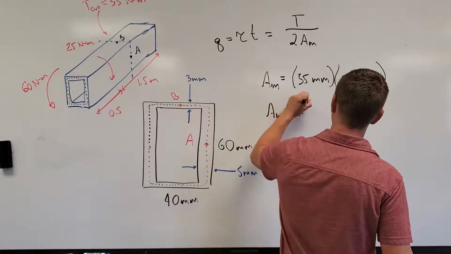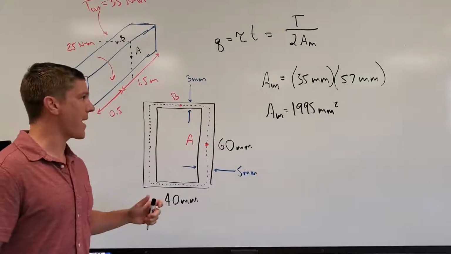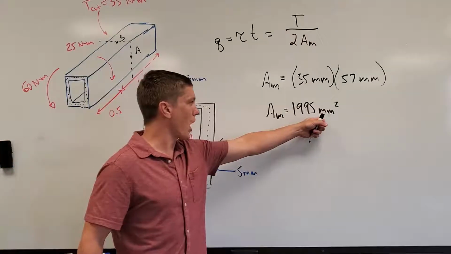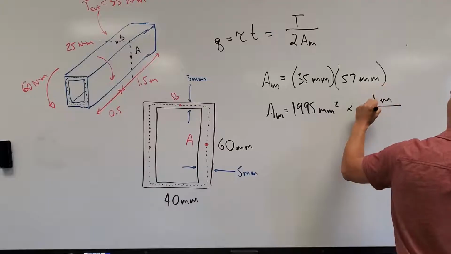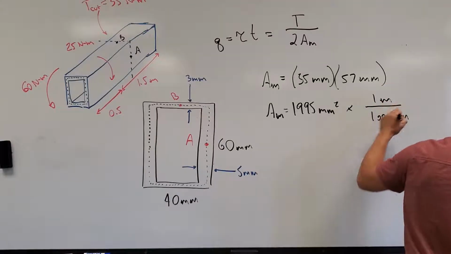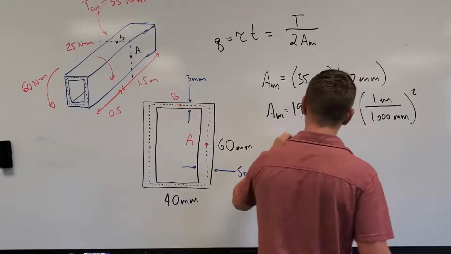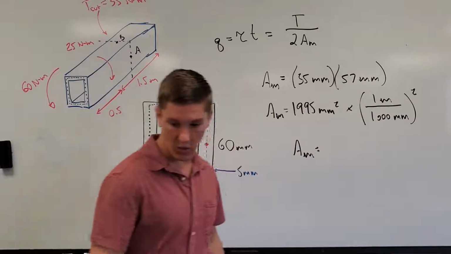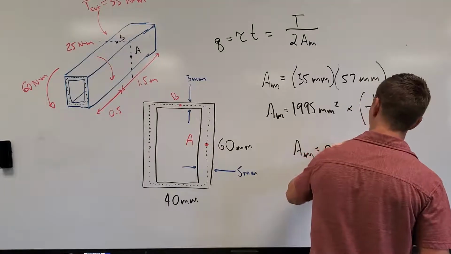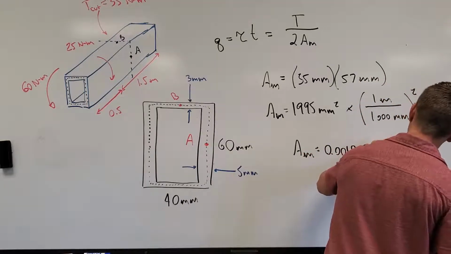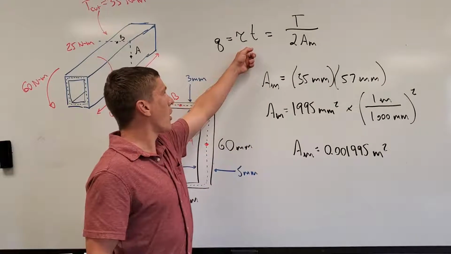1995 millimeters squared. And whenever we're working problems, it's always best to get back to our base units. So I want to get rid of millimeters, so times 1 meter over 1,000 millimeters. But we have millimeters squared, so I have to square this conversion factor, and I get that my mean area is in fact going to be 0.001995 meters squared.